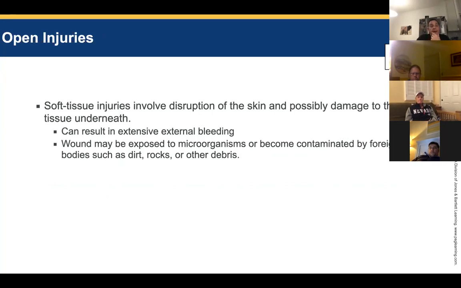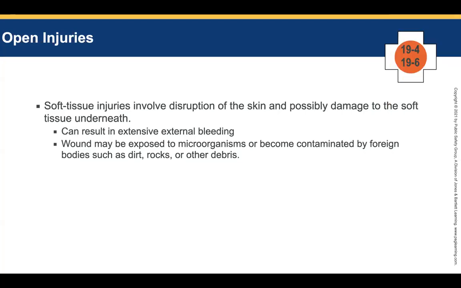All right, so open injuries, moving on. Soft tissue injuries involve disruption of the skin and possibly damage to the soft tissue underneath, and can result in extensive external bleeding. The wound may be exposed to microorganisms and become contaminated by foreign bodies such as dirt, rocks, other debris.